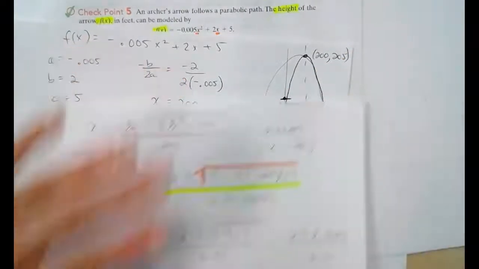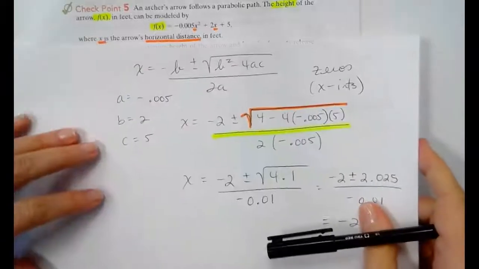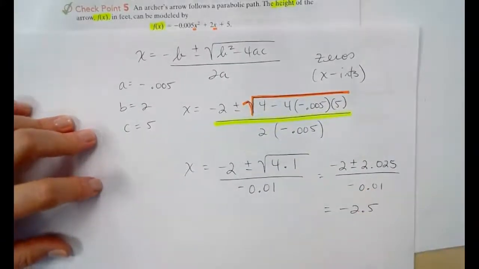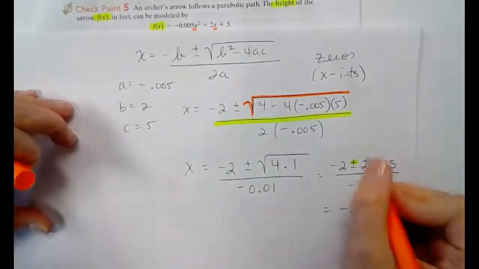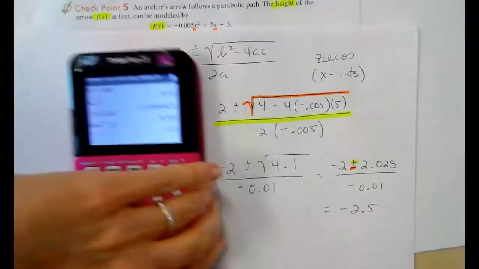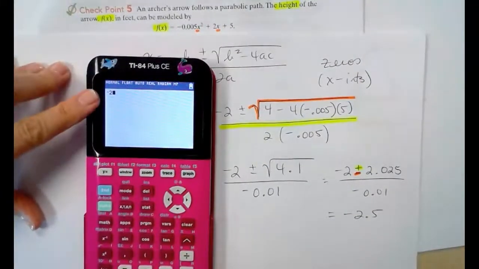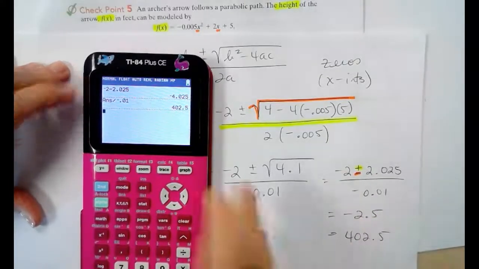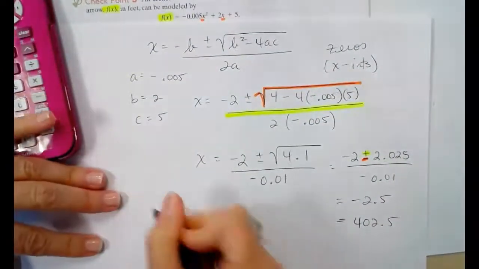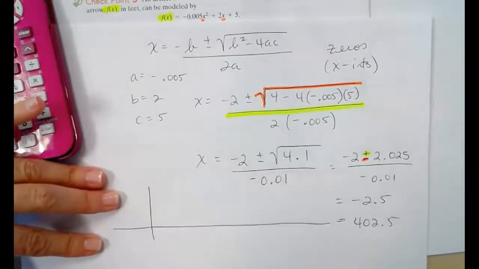So we got to find that, and then we got to do the other side of this, because we just did the plus, now we got to do the minus. So let's do that. Negative 2 minus 2.025, divided by negative 0.01. That is 402.5. If we are considering our x-axis, here's our x-axis.